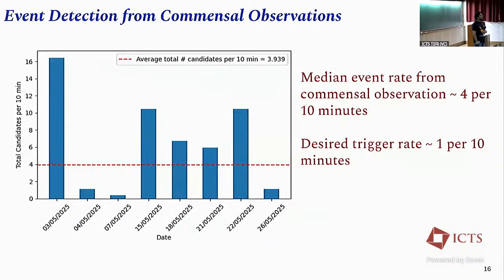We started commensal operation a few months ago, and during the commensal operation we tested the real-time pipeline. The average trigger rate that we get is about 4 triggers per 10 minutes.